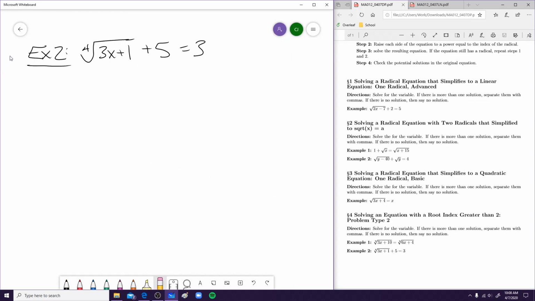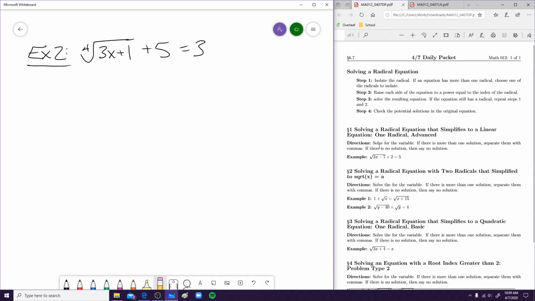For our last example, we want to solve the fourth root of 3x plus 1, plus 5, equals 3, and we want to solve for x. Same steps as above. This is still a radical equation; we're just working with a different index. So step 1, we want to isolate the radical. The radical is right here, with a plus 5. So what am I going to do? I'm going to subtract 5 from both sides.